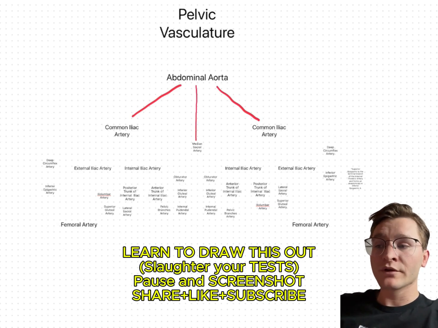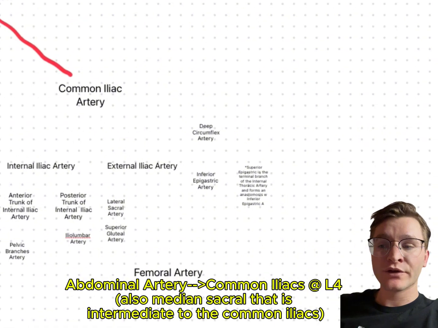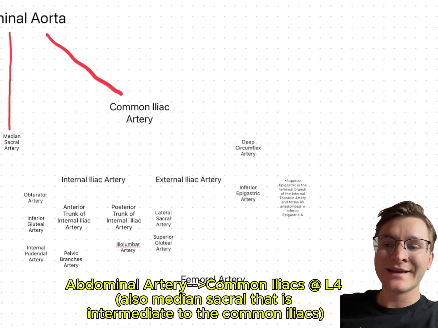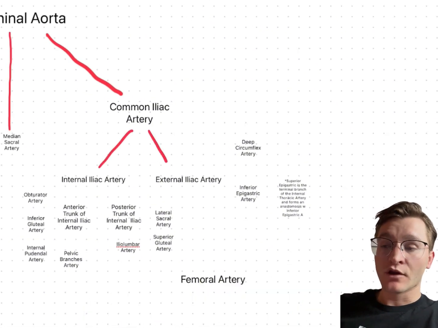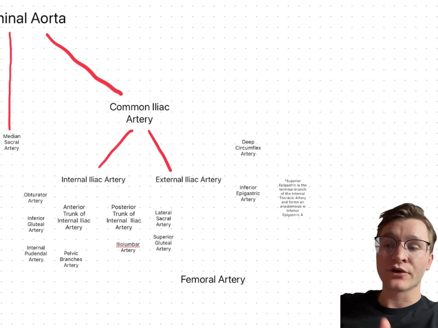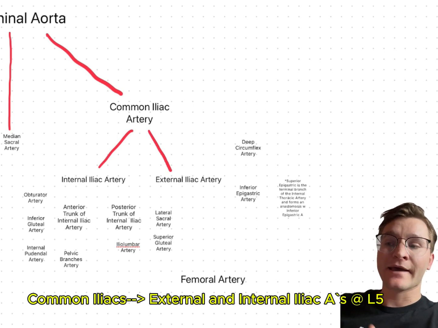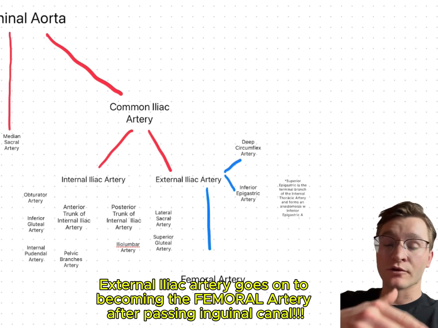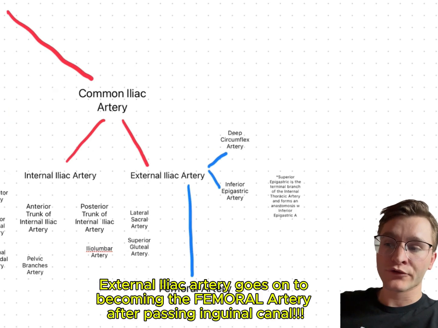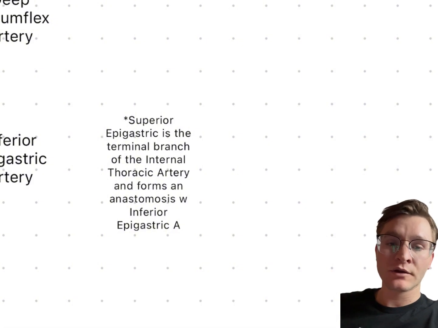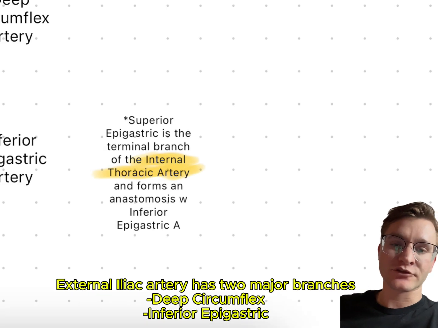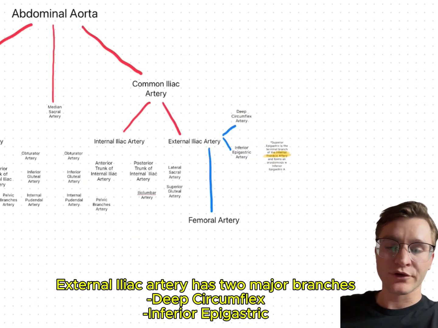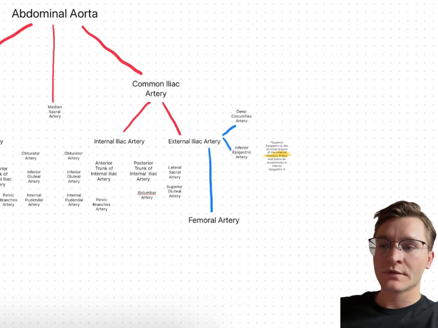Our abdominal aorta bifurcates into the common iliac arteries at L4, and it also has a median sacral artery that comes straight down. Our common iliac artery bifurcates into our internal and external iliacs at L5. Our external iliac is a major player of our lower extremity anatomy because it goes on to become the femoral artery after passing the inguinal canal. It has two major branches, our deep circumflex artery and our inferior epigastric artery, which will anastomose with our superior epigastric artery as well.